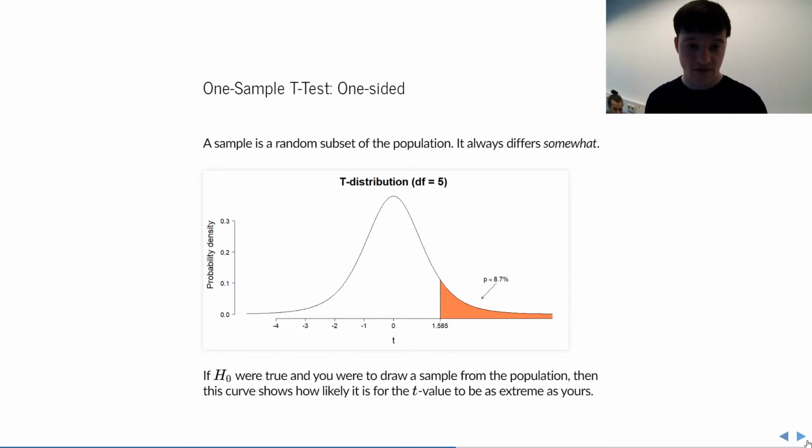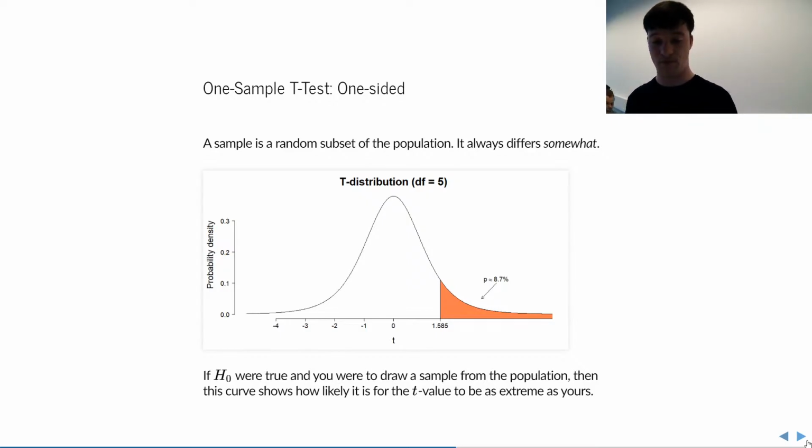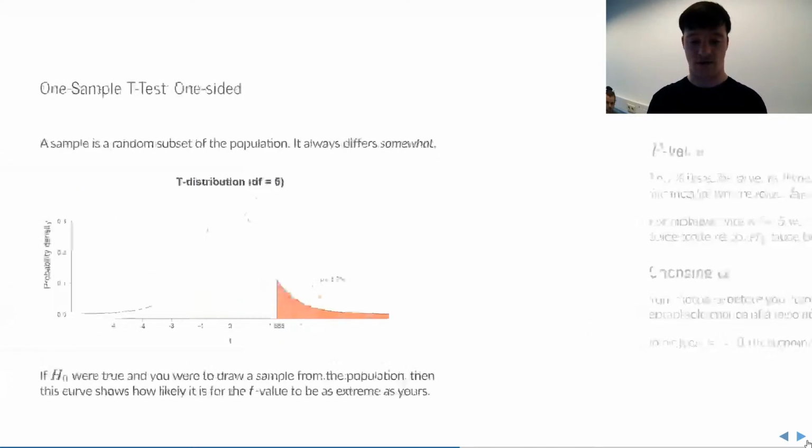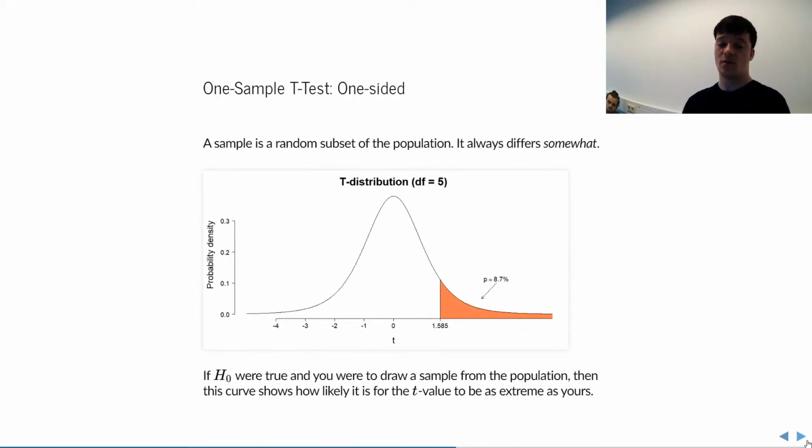Okay, what else did I want to say about this? Oh yeah, of course, that your sample always differs to some extent. So you can always expect a t-value that isn't exactly 0 because it's just a sample. Oh yeah, sorry. Last thing I wanted to say. So if the null hypothesis were true and you draw a sample from the population, what this probability distribution shows is how likely it is for a t-value as far away from 0 as the one you observed. And when that value is small enough, we reject the null hypothesis.